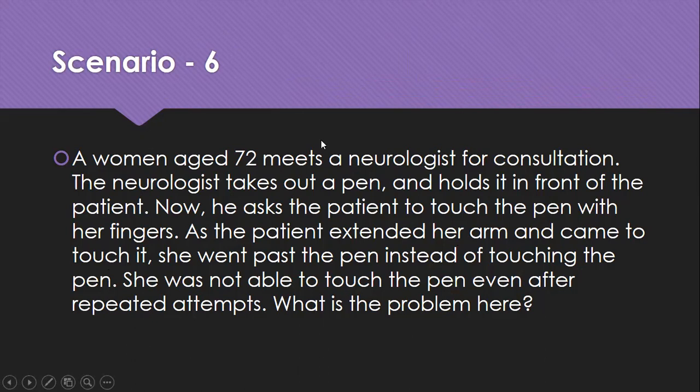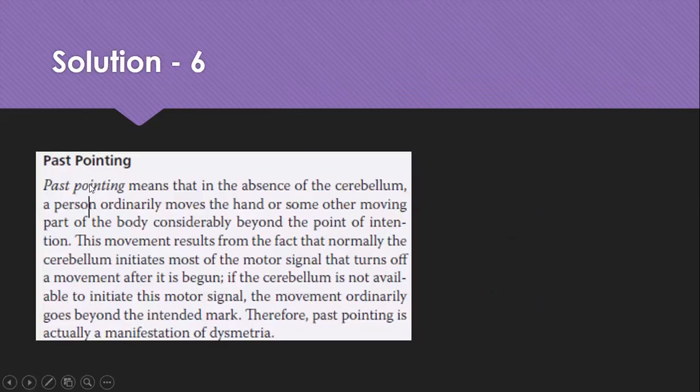Again, keywords. The age of the patient, 72. Now, the doctor is asking the patient to touch the pen, but she's going beyond it. So here, let's remember the motor activities are fine, but she's not able to control her motor activities beyond the point, right? So to control and plan out the motor activities, we need a part of the brain called the cerebellum. So in this patient, there is dysfunction of the cerebellum, which is leading to the phenomenon called past pointing.